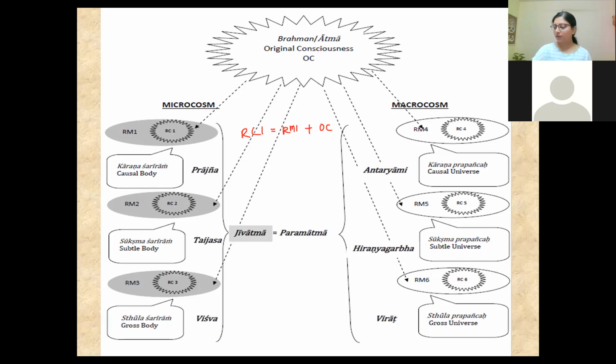Okay. So this was the diagram, and the equation is that RC is equal to RM plus OC. For you to get the reflection, you need the reflecting medium as well as the original consciousness.